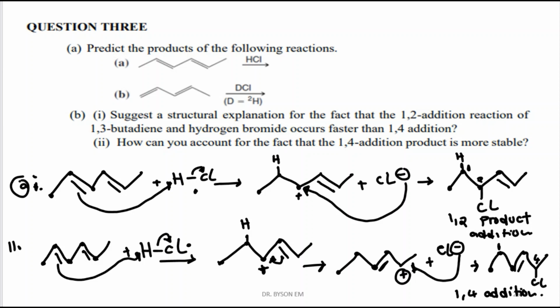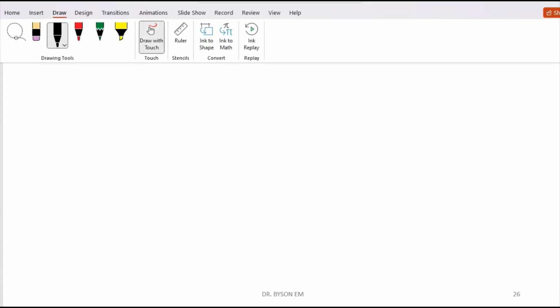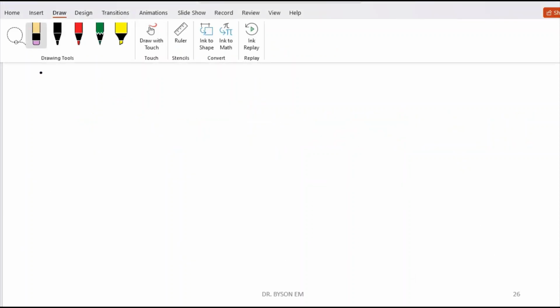Let us go to B. So B, they're saying how can this react? So they put this in D2, D to D, like that. Okay, so let me check. It's DCl, not D to D.